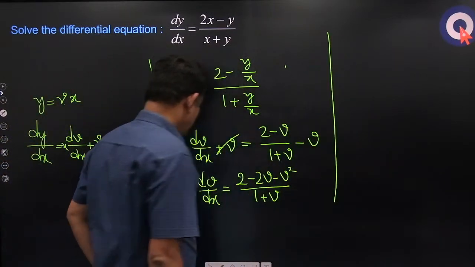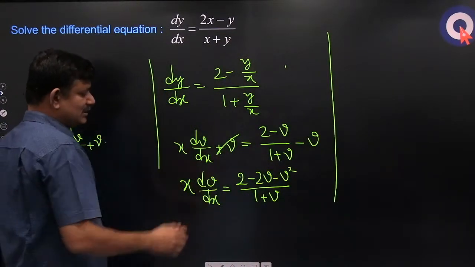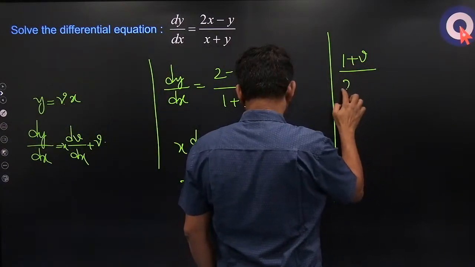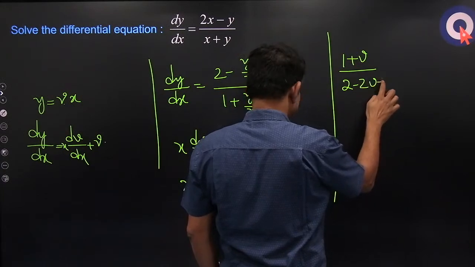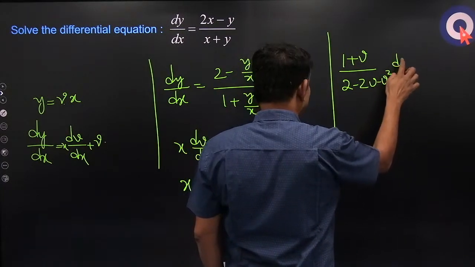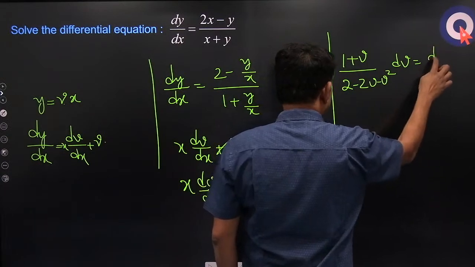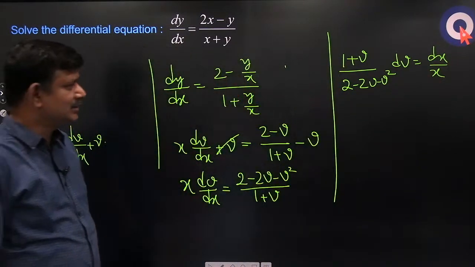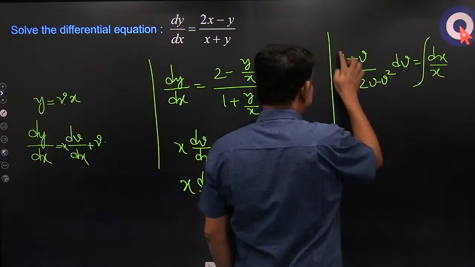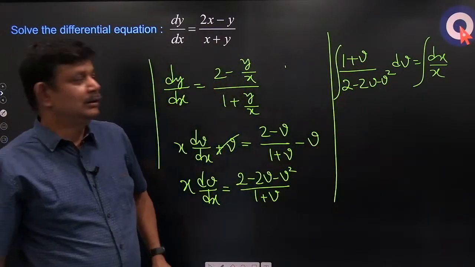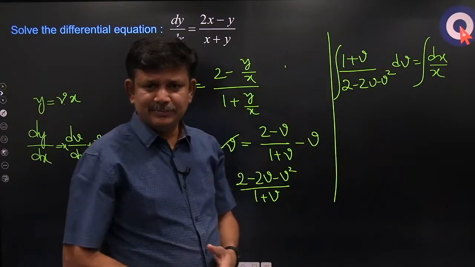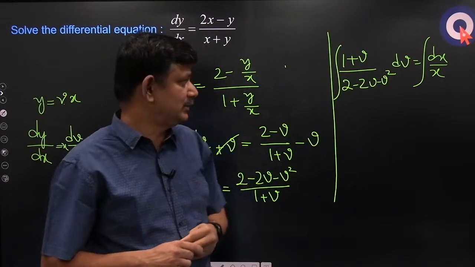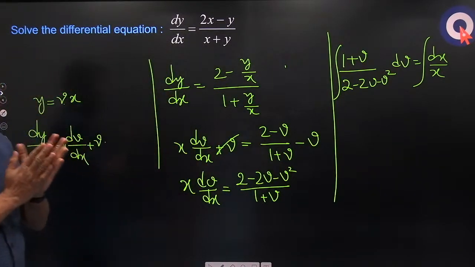इज वेरिएबल सेपरेबल. सारे v टर्म्स को एक साथ लेके आओ, (1 प्लस v) बाई (2 माइनस 2v माइनस v स्क्वायर) dv इज इक्वल टू dx बाई x. आराम से दोनों तरफ इंटीग्रेट कर दो. Right hand side integral is very simple. Left hand side integral, it is in the form linear by quadratic.